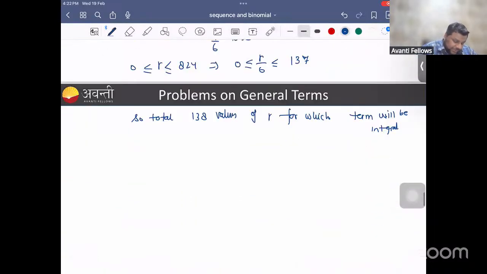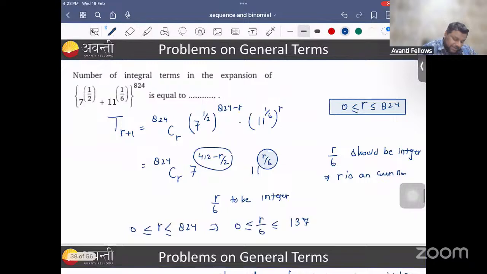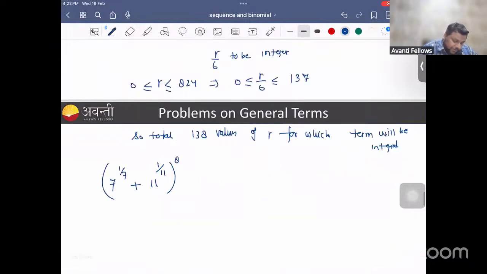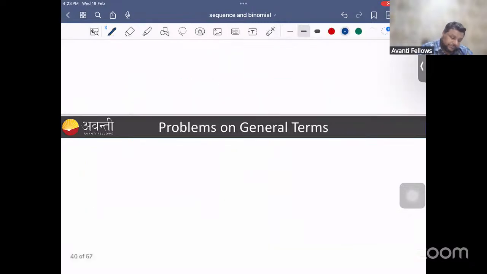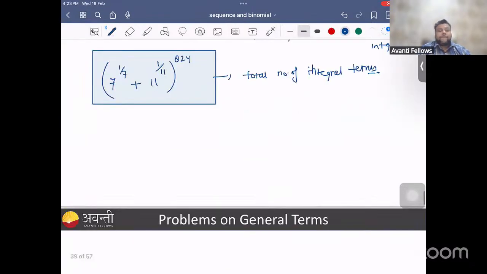Let us do 7 raised to the power 1 by 7 plus 11 raised to the power 1 by 11, whole raised to the power, let's keep the power the same, 824. Now tell me the total number of integral terms. Find it. Now attempt it. Yes, quickly. 7 raised to the power 1 by 7 plus 11 raised to the power 1 by 11, whole raised to the power 824.